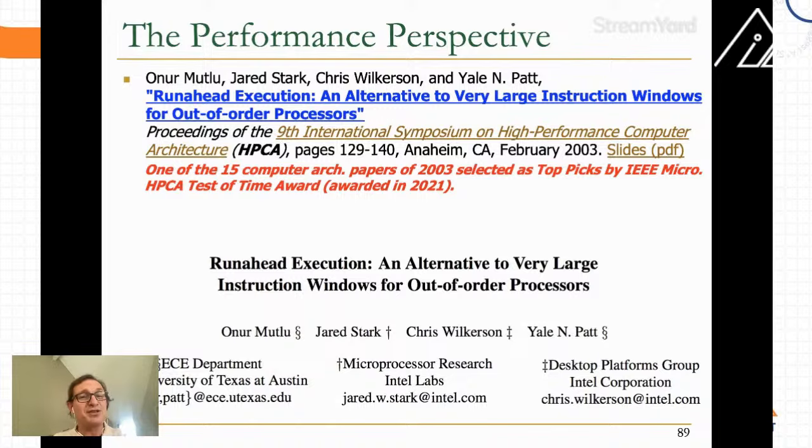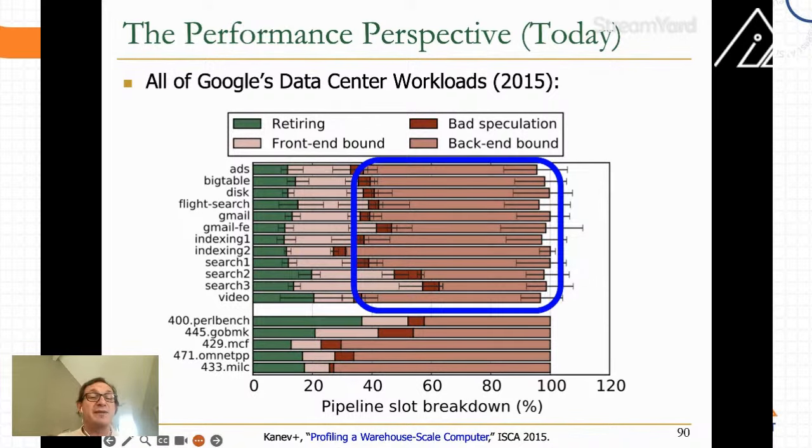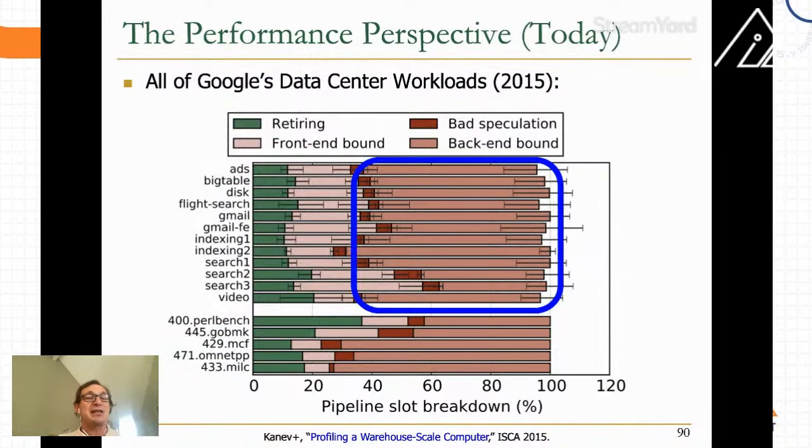So that was 2003 or so. Now, fast forward to 2015. This is data from Google. Google wrote this beautiful paper at ISCA 2015, where they showed on a state-of-the-art Intel processor that they employ in their data centers, on all of the data center workloads that they have in their system, according to them, most of the time the processor is waiting for data. It's doing useful work only a very small 10 to 20% of the time. So this is happening because the processors are not designed to deal with this data, essentially. So basically, we're wasting huge amounts of performance in our systems today.